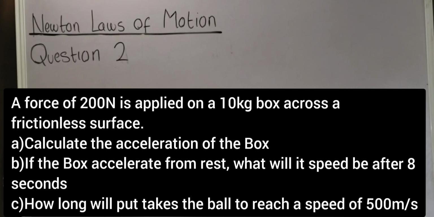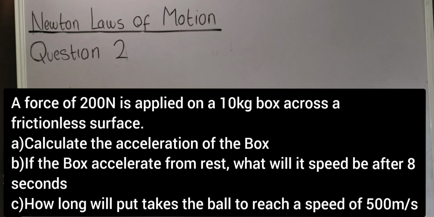A force of 200 Newton is applied on a 10 kilogram box across a frictionless surface. Question A. What is the acceleration of the box? Question B. If the box accelerates from rest, what will its speed be after 8 seconds? That is, what is the final speed after 8 seconds? Question C. How long will it take the box to reach a speed of 500 meters per second if it continues to accelerate at this rate?